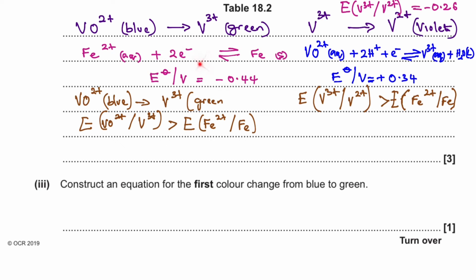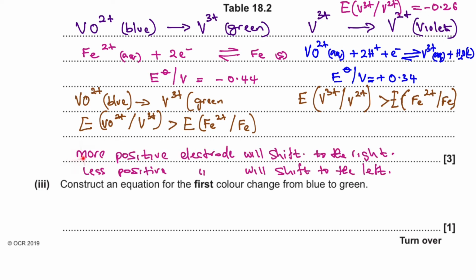So that means iron will be supplying the electron to make that happen, because this has to reverse because it's more negative. The more negative one will always reverse, and the more positive will stay. So let's write that down. The more positive electrode will shift to the right, that means that will stay compared to iron, and the less positive electrode will shift to the left. This one is less positive, so it's more negative, so this will shift that way. So that means this will reverse.